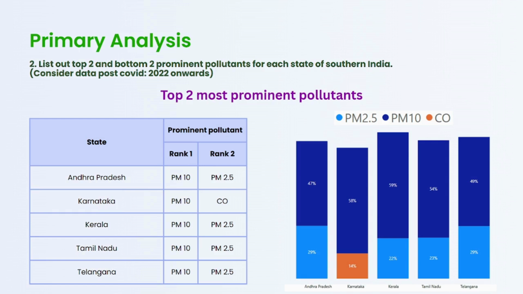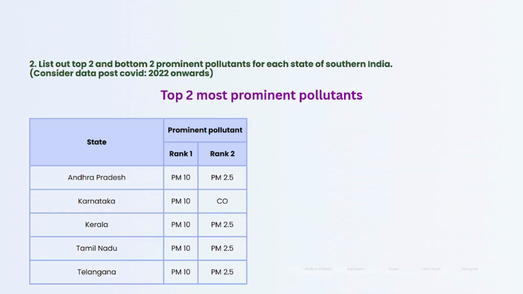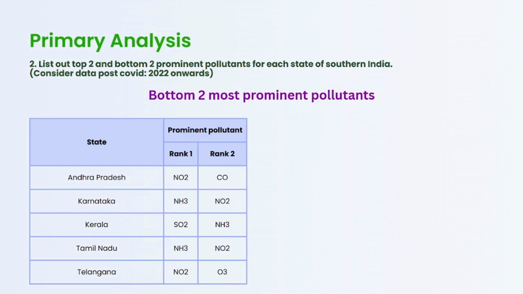So it is clear that we must focus on designing PM10 and PM2.5 pollutant filters in our air purifiers. We can also focus on CO specific filters where traffic congestion is a huge problem. These are the bottom 2 most prominent pollutants in South India.